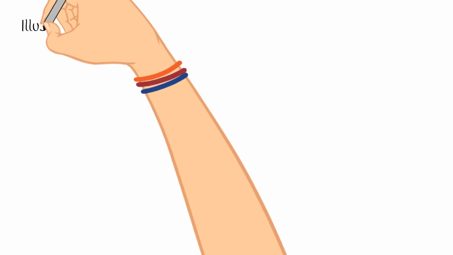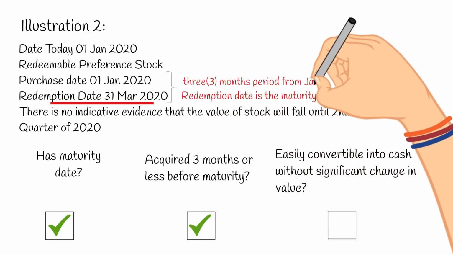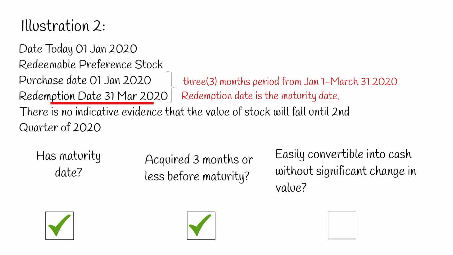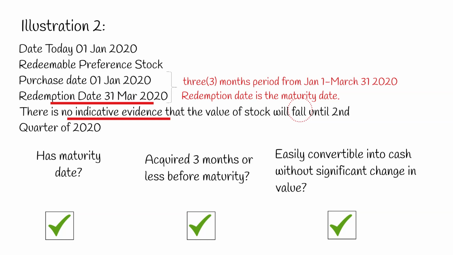Let's try another one. Using the previous example, but this time, the preferred stock has redemption date. Let's analyze. Does the investment have a maturity date? Was the investment acquired 3 months or less before maturity? Is the investment easily convertible into cash without significant change in value? Did you see the difference? This time, all the criteria are met. Therefore, preferred stocks with redemption date and acquired 3 months before maturity are qualified as cash equivalents.